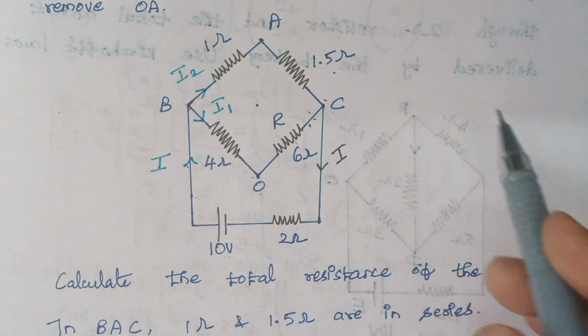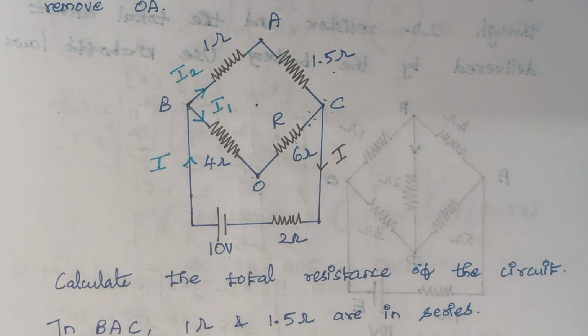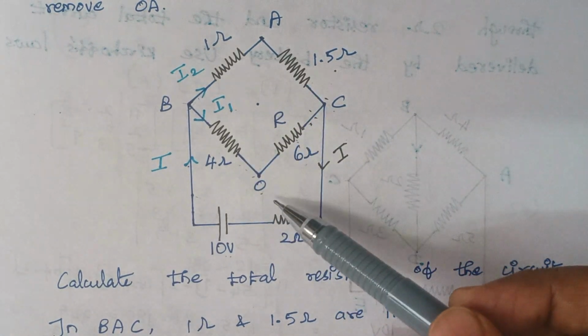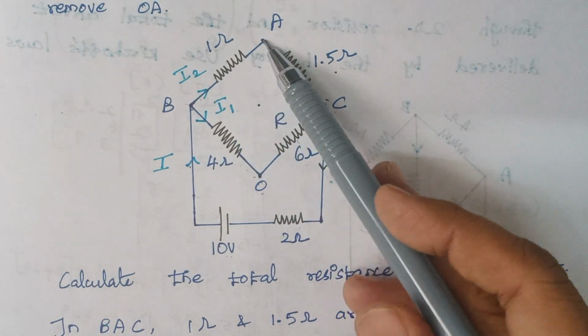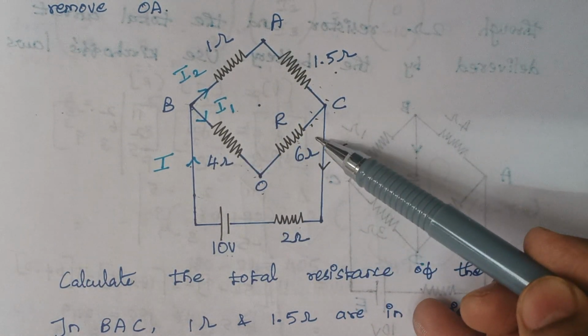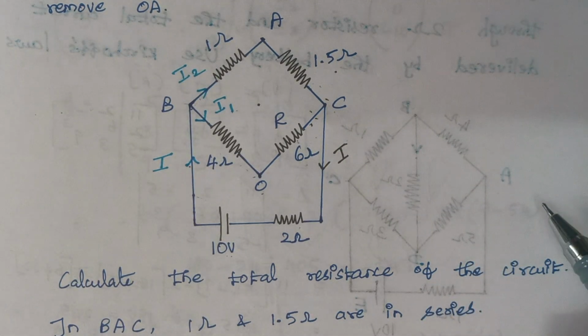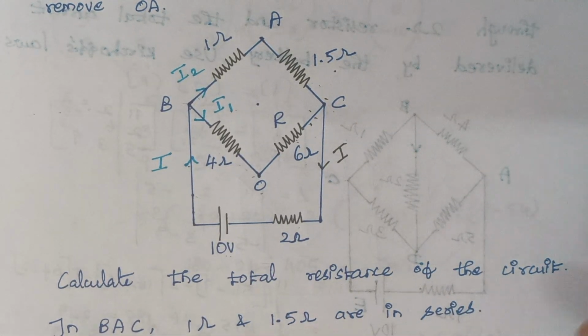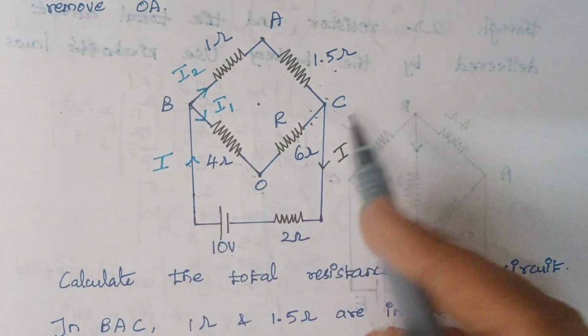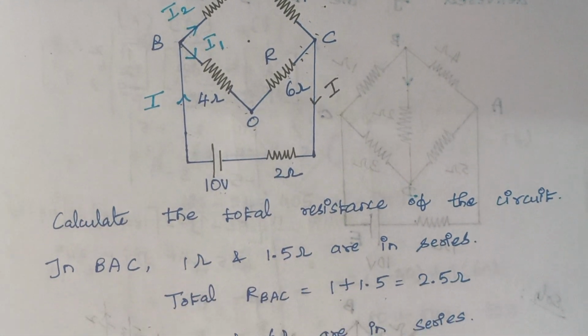Right. So here we start with the first step of finding the total resistance of the circuit. So here in this case, from this diagram it is clear, right? You see these two resistors are in series, and again these two resistors are in series. So how to find the total resistance? Just simply we have to add. That is 1 plus 1.5, that gives 2.5, and 4 plus 6 gives a value of 10 ohms. Right.